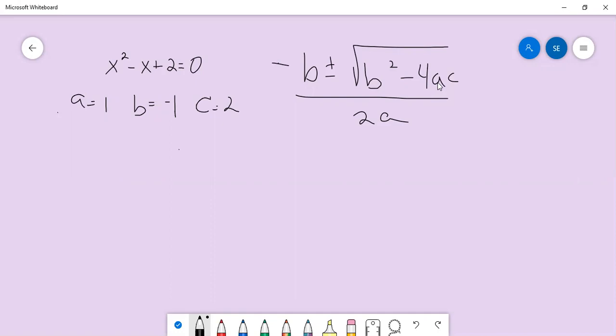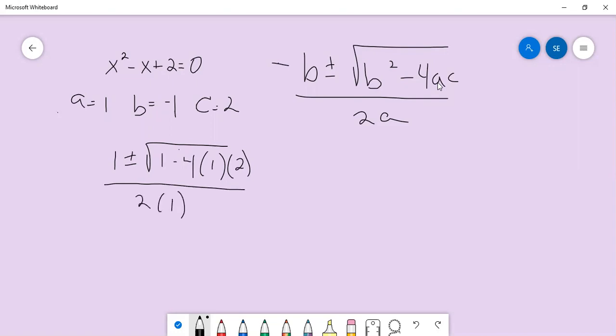So -b is just going to be 1, plus or minus the square root of b squared. -1 squared is 1, minus 4 times a, which is 1, times c, which is 2. And all of this is over 2a, 2 times 1. So this is going to be x equals. Okay? So let's go ahead and simplify this.